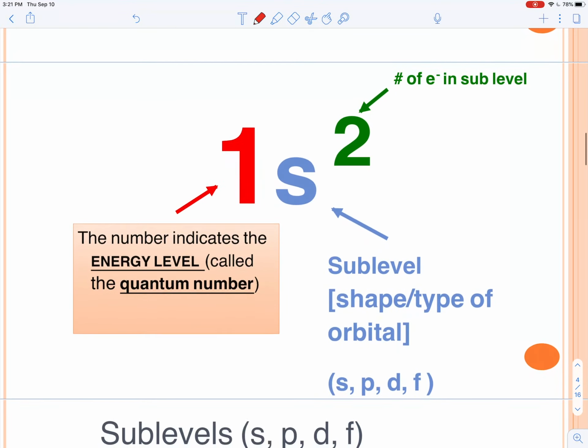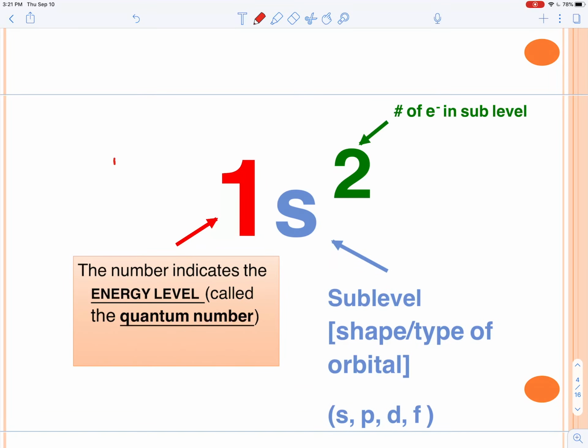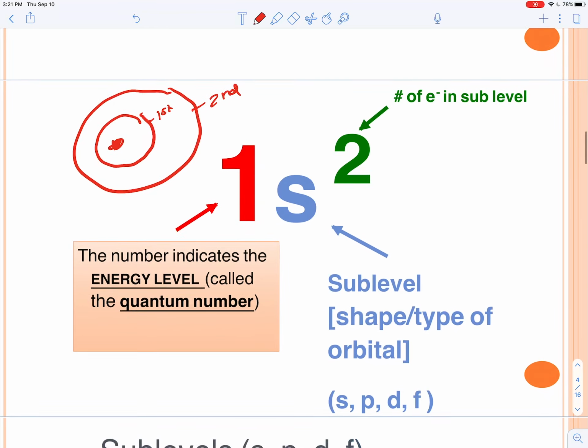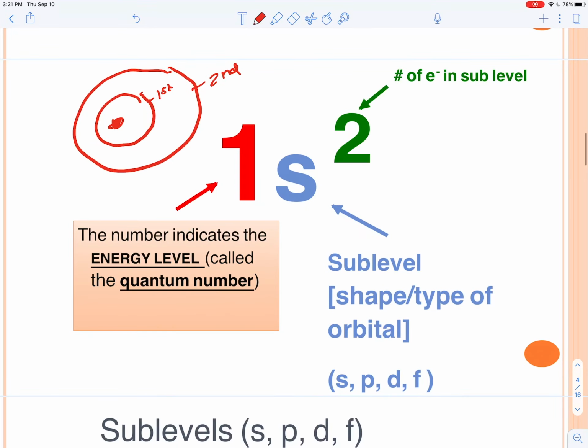So the 1 is the energy level it's in. So we've been talking a lot about the Bohr model. All right, so this would be the first energy level. This might be the second energy level. That's one way you might think about energy level. And then the s here is the different sub-level of that energy level. And then the 2 tells you how many electrons. That's going to be important.